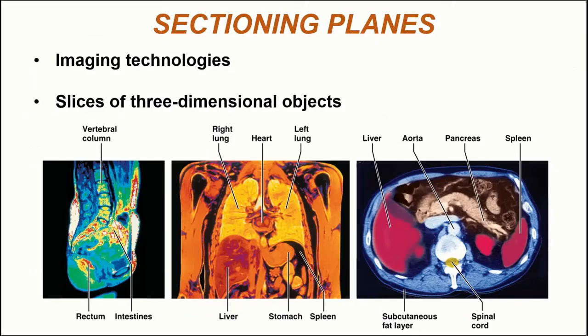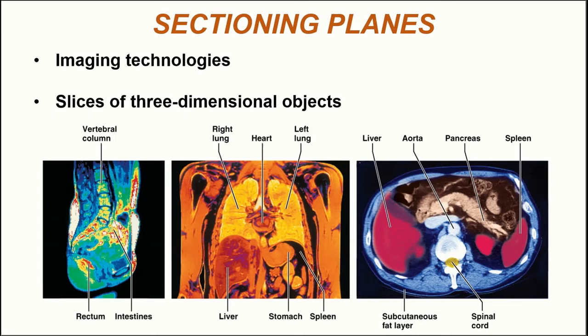Okay, so continuing on, let's take a look at sectioning planes. So for anatomical studies, the body is often cut, which is also called sectioning, along a flat surface called a plane. Now, imaging technologies allow us to look internally without cutting. So that is, we can still study the body's internal parts and workings, but we don't have to make cuts in order to do it.